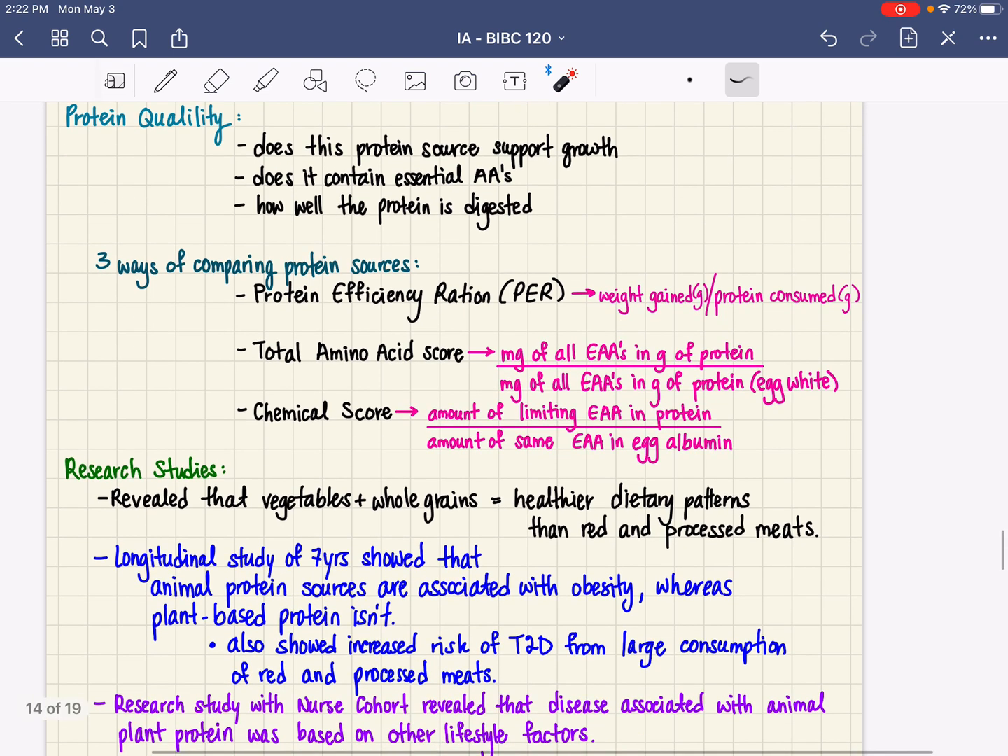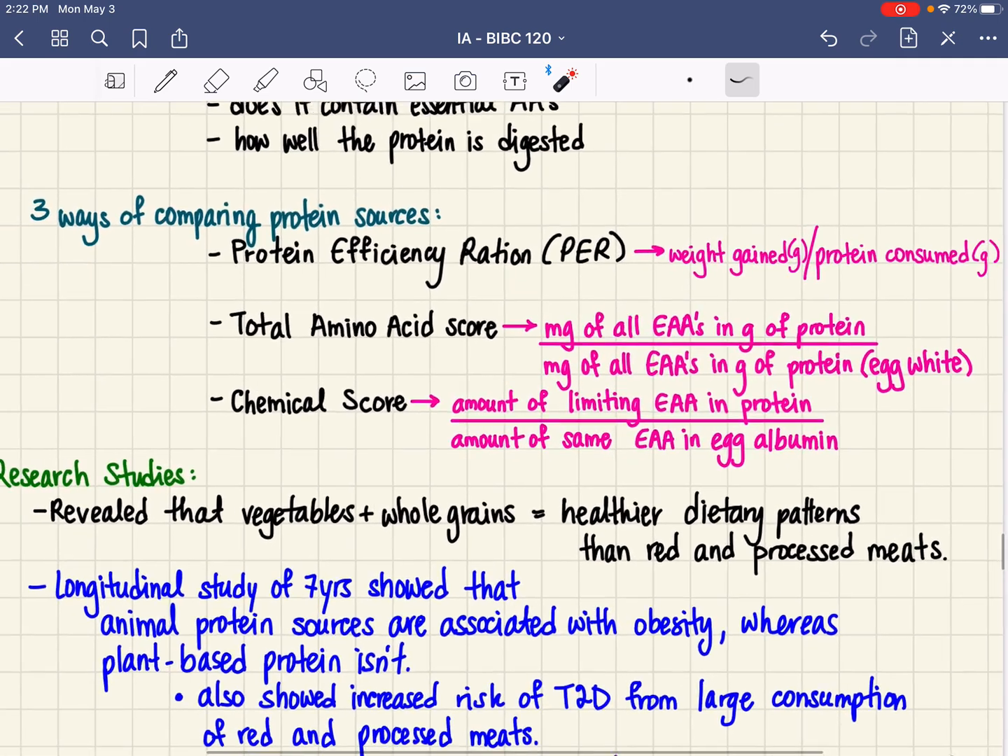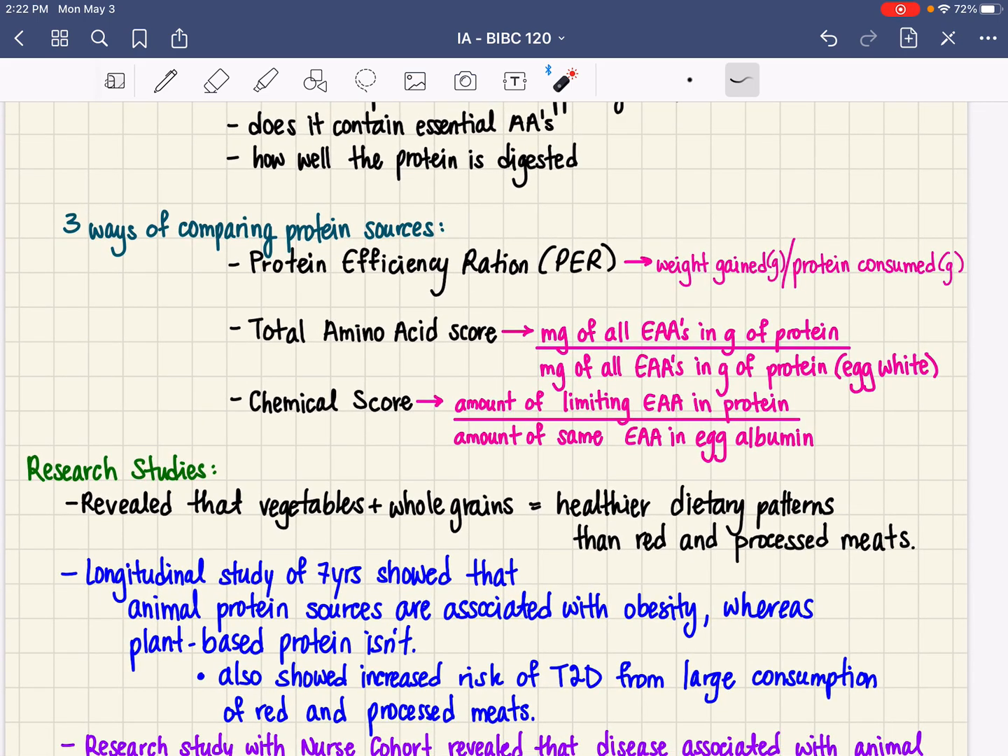And there are three mathematical ways that you can compare protein sources from different foods. The first one is the protein efficiency ratio, which is PER. This comparing technique uses the weight gained by a mouse after being on a certain protein diet divided by the amount of protein consumed. So this tells you how efficient this protein is in weight gain in this case.